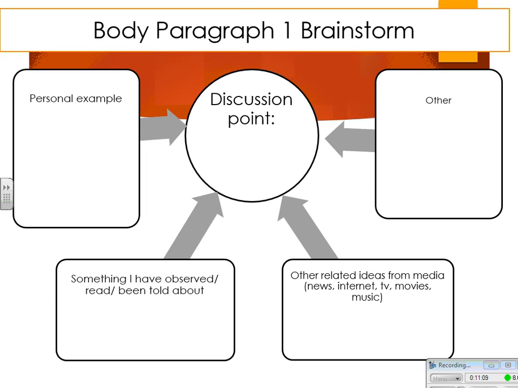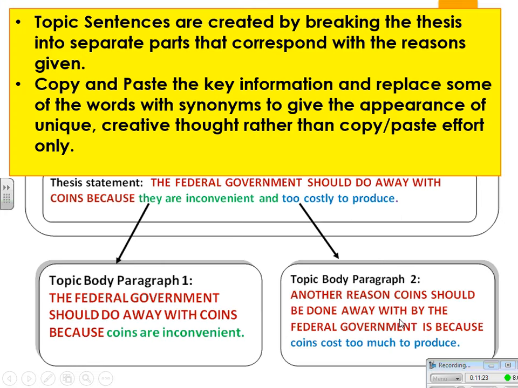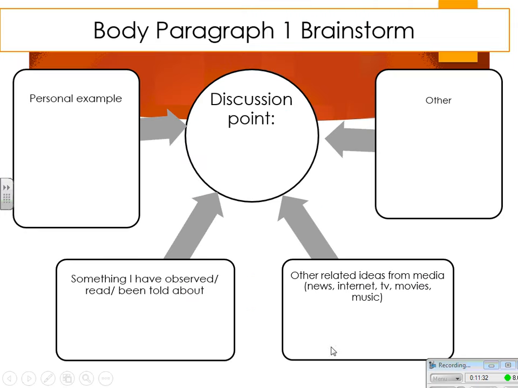So what I was saying is, make sure that you don't get too bogged down by the text in the boxes. What I want to encourage you to do is try to come up with 4 different things that you might be able to talk about. So if I go back to this example and say I were actually going to write the paper, the federal government should do away with coins because coins are inconvenient. When I come over to this graphic organizer, I'd put in my discussion point bullet, coins are too inconvenient, and I would try to come up with a personal example.